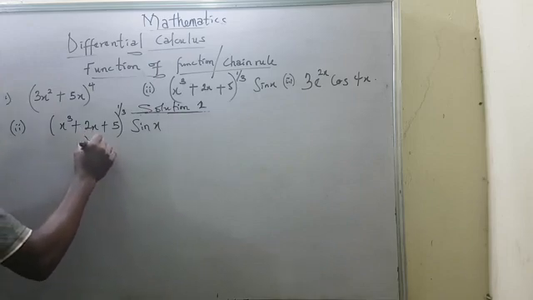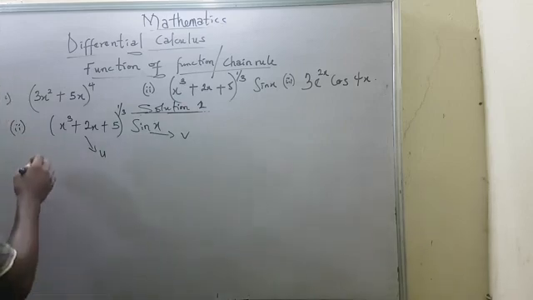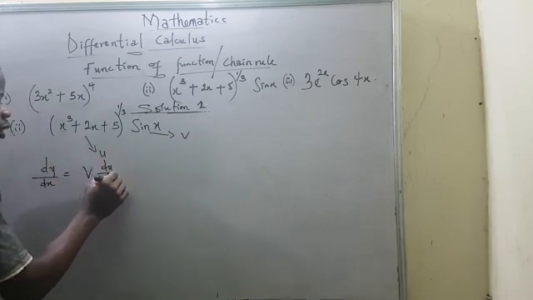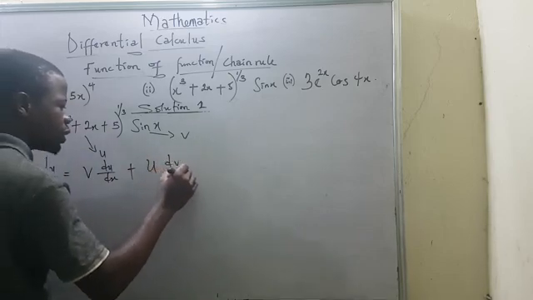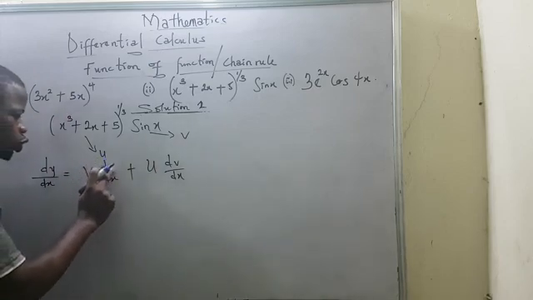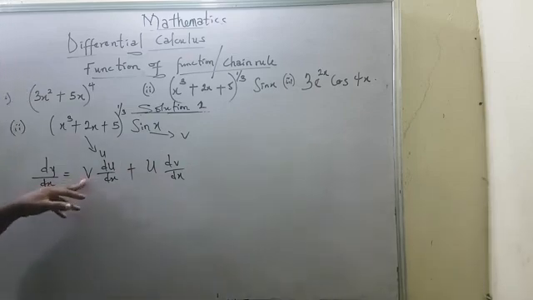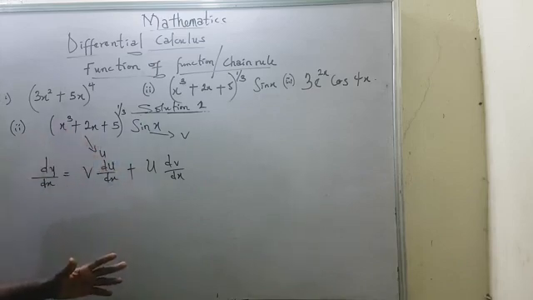So here, let's take this as u. Let's take this as v. Right away, they're using product rule. Product rule says dy dx can be equals to v du dx plus u dv dx. Please, this is v, this is u. That means when you are differentiating this, you owe this, you differentiate this, plus you alternate that. You get? So let's go now.